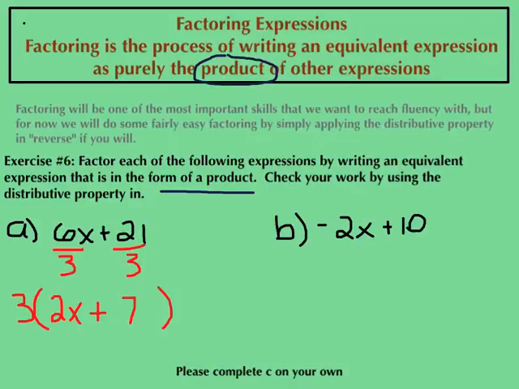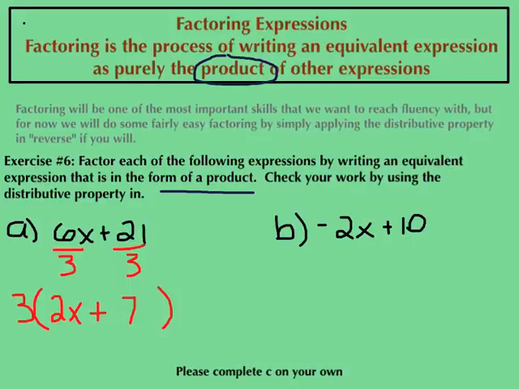This is a product of our other expressions. Do you see how I have 3 times 2x plus 7? That is a product. So if I would say 3 times 2x plus 7, the product of that would be 6x plus 21.